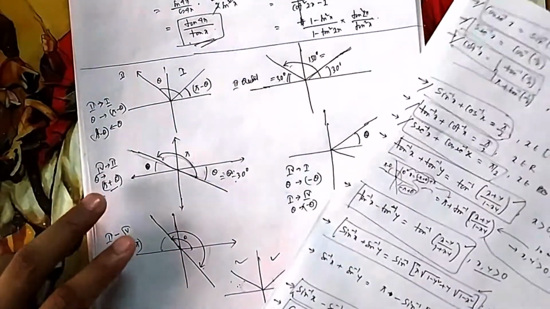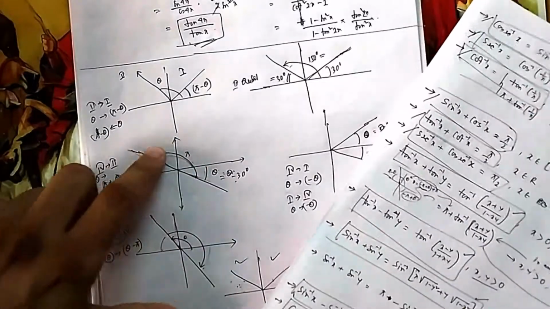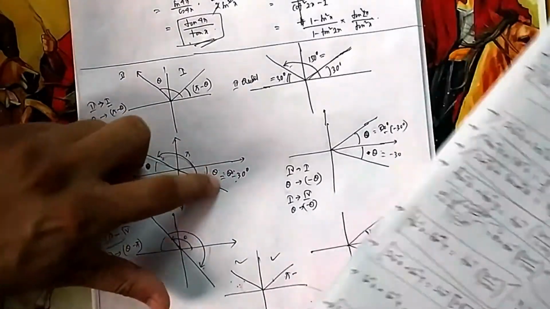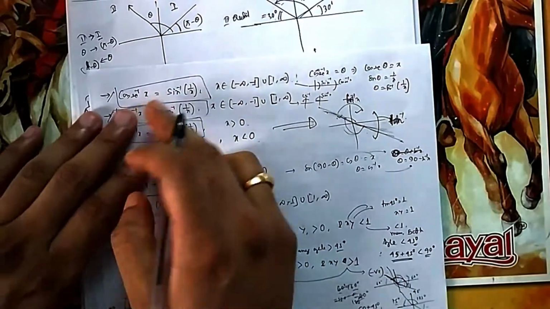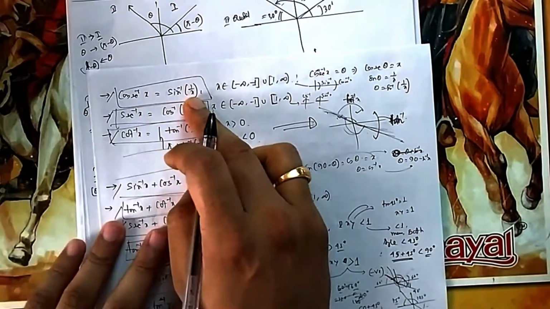From fourth to second, it is pi plus theta. If you want to go second to fourth, it is pi minus, because you are coming back, and here it is just plus minus. With these formulas only, you will never get confused here. Now you can see cosec inverse x equals sin inverse 1 by x.